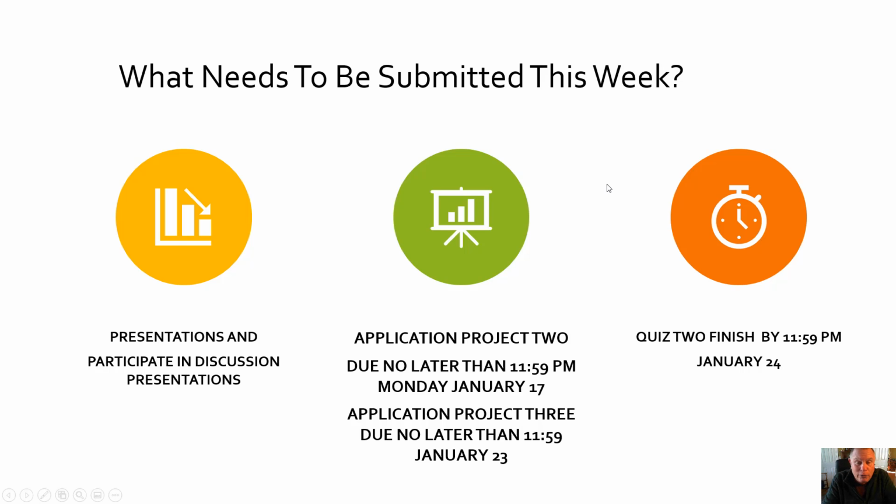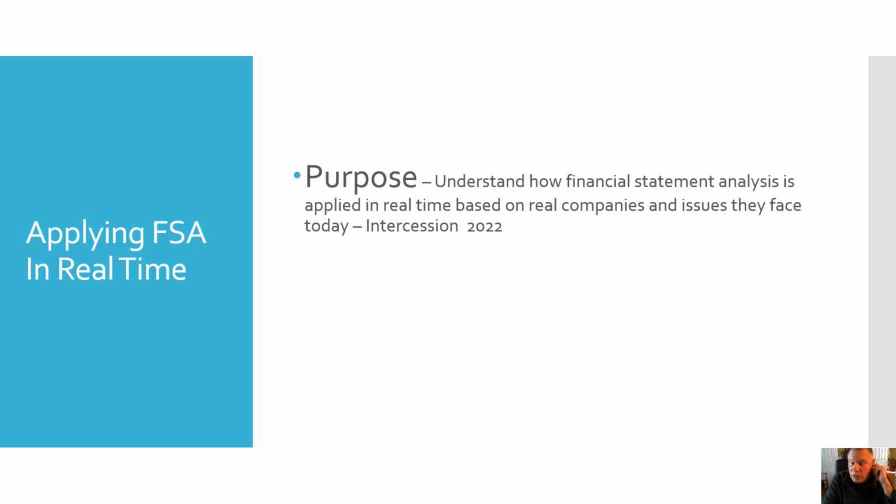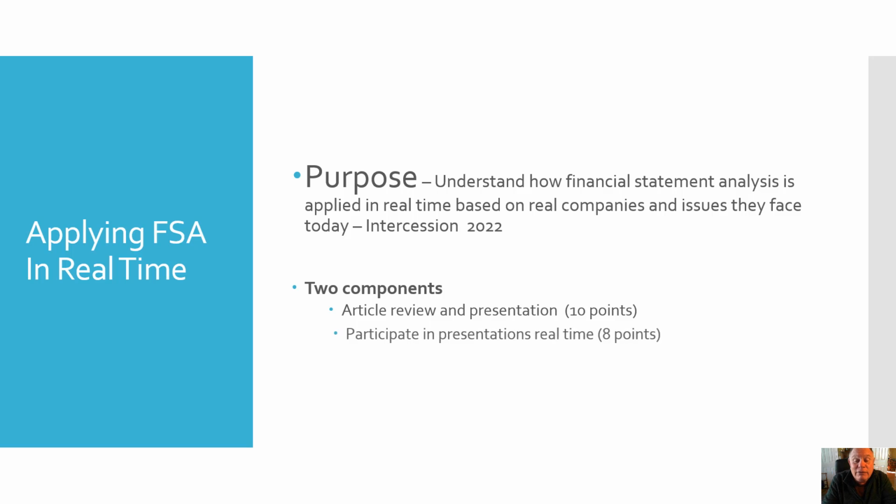Applying financial statements analysis in real time. It purposes to understand how financial statement analysis is applied in real time on real companies and the issues they face. And that becomes important because you're not operating in a vacuum. When we get to making assumptions, you're going to have to identify a business as usual, a bull case, and a bear case. But it's going to be based on the current environment of what's happening in the world. There's 2 components to this project. The first one is an actual review and discussion presentation worth 10 points. You also need to participate in 4 real-time presentations at 2 points each.